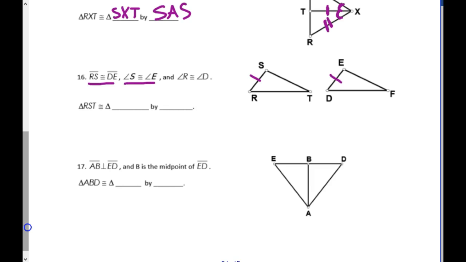Okay, and last but not least, or no, last 2, RS and DE. Angle S, angle E. Angle R, angle D. So RST in the same order is DEF by angle, side, angle. ASA. 17. Hey, they're touching. Put a tick mark. AB and ED are perpendicular, so that means each side is going to have a right angle. And the midpoint of ED is B. So tick marks. Once again, side, angle, side. ABD matches ABE.